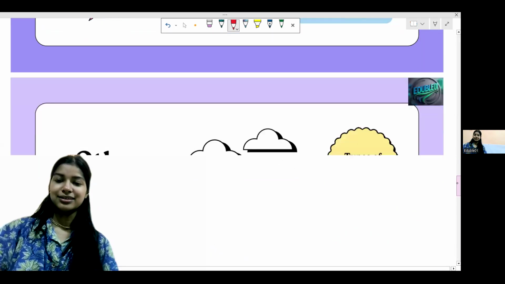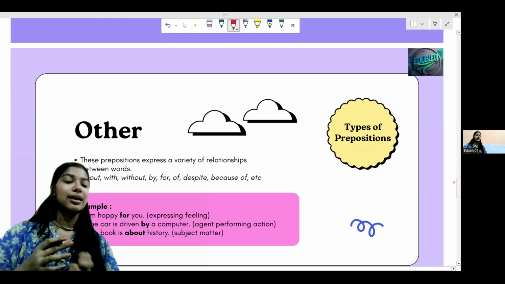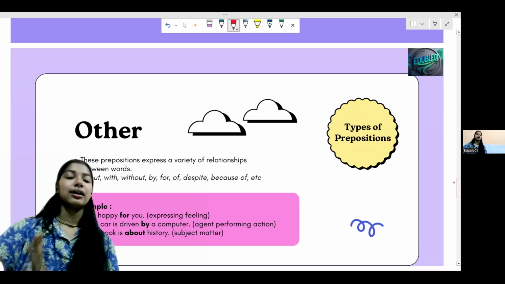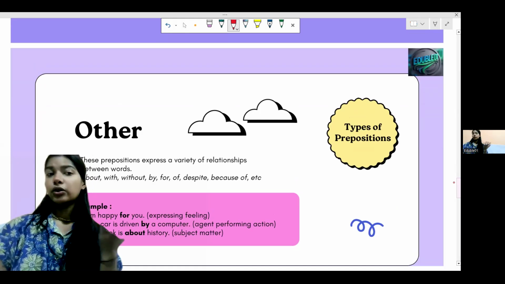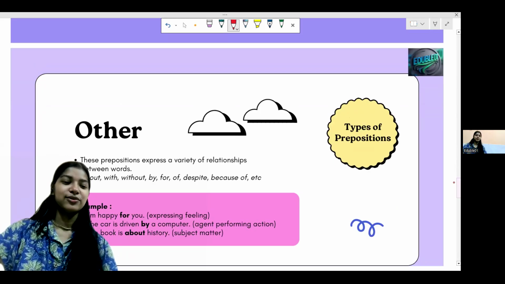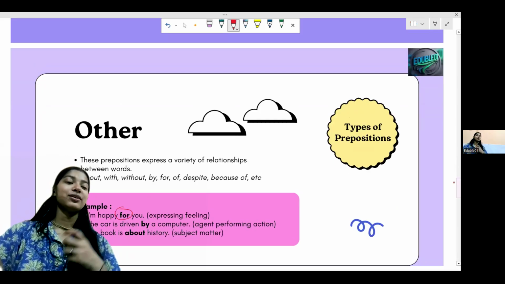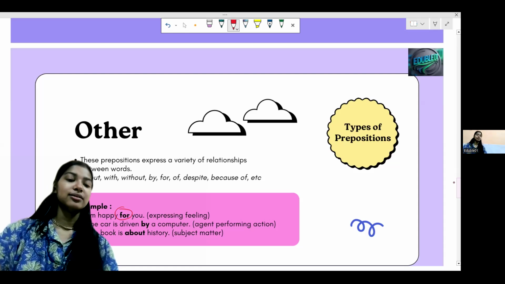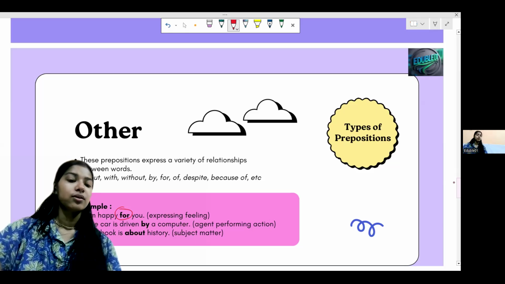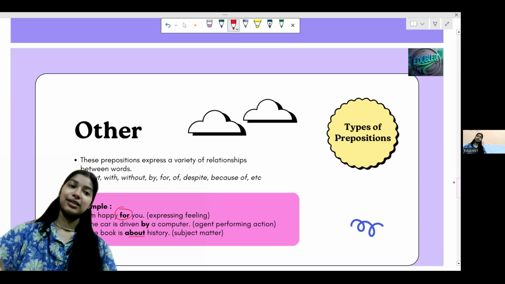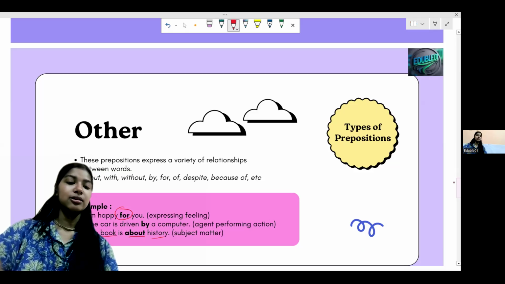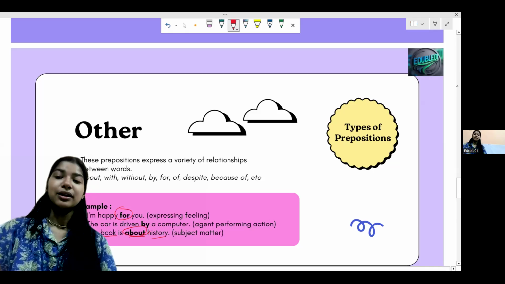Yeah, let's learn about the other. It expresses a variety of relationships between words. It is not fixed. It not only says the directions, not only says the time, but it shows everything. I'm happy for you: this is expressing one's feelings, right? The car is driven by a computer, so some action is getting performed. The book is about history, so it is telling us a subject matter, that the book and history are connected with the preposition about.